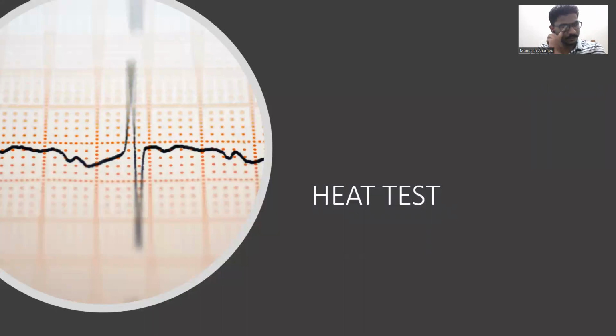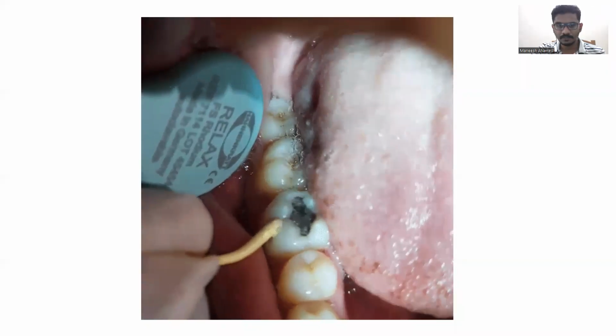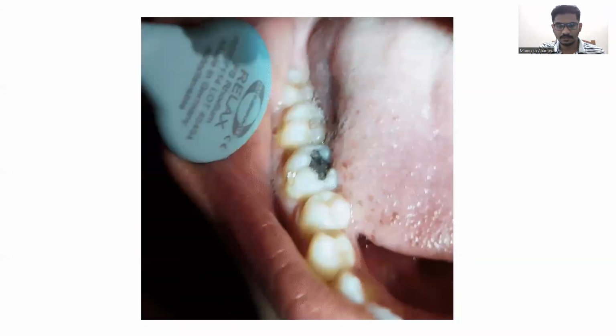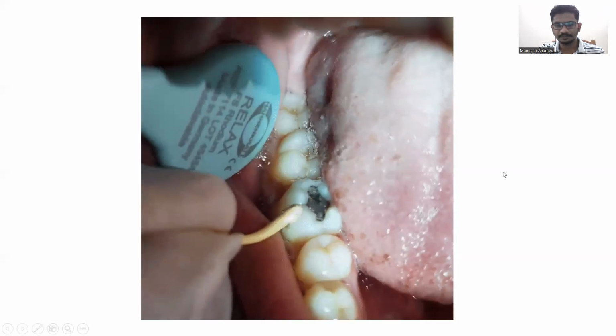Coming into the heat test. We can use heated water with syringe, or we can use a heated gutta percha, or you can use a rotating rubber cup. Heated gutta percha is placed over the cervical third of the tooth where enamel is the thinnest. Normal pulp response lasts for 1 to 3 seconds. Pulpitis response lasts for minutes, similar to that of cold test. And in case of necrotic pulp tissue, no response is produced. This diagram shows the heated gutta percha is placed over the tooth to elicit a response. As you can see, this is the heated gutta percha.